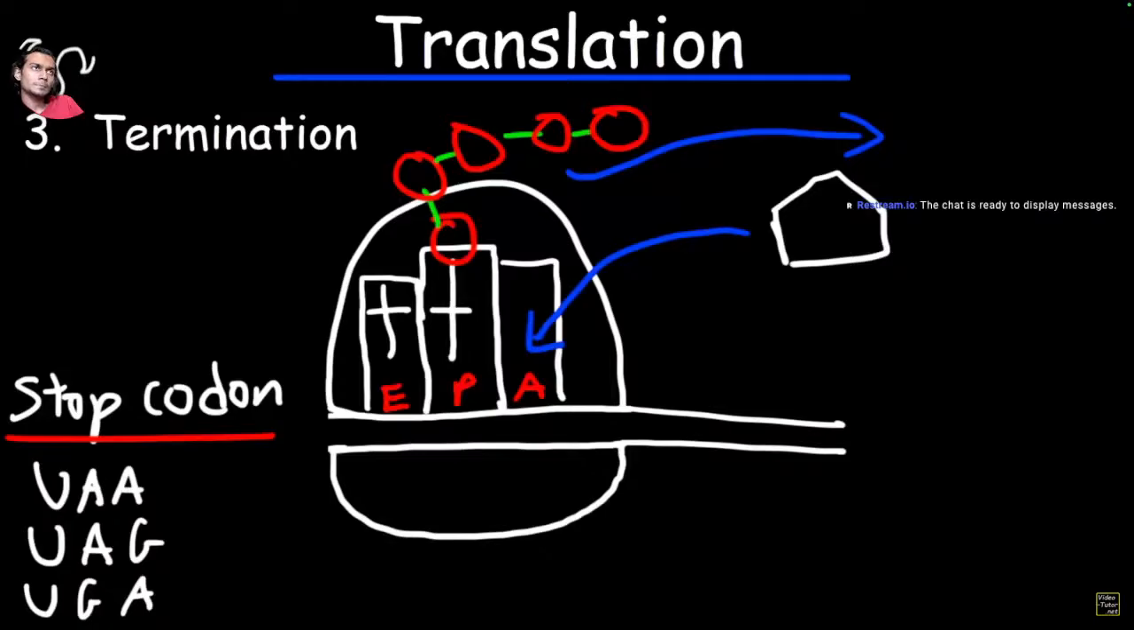At the Golgi body, the proteins undergo folding, where they form a specific shape to perform a specific function. And that's basically it for this video. Hopefully it gave you a good overview of transcription and translation.